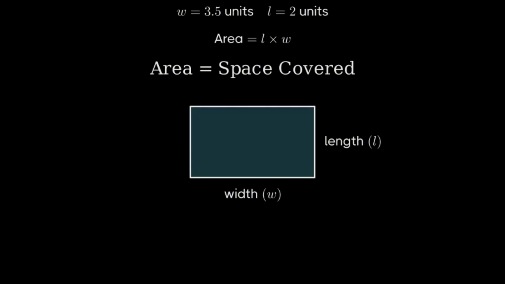We use area calculations every day when figuring out how much carpet we need for a room, how much grass seed for a lawn, or even how much frosting we need to cover a cake. Let's look at this blue rectangle and think about how we can measure the space it takes up. Our rectangle has two important measurements. The width across the bottom is 4 units, and the height going up the side is 3 units.